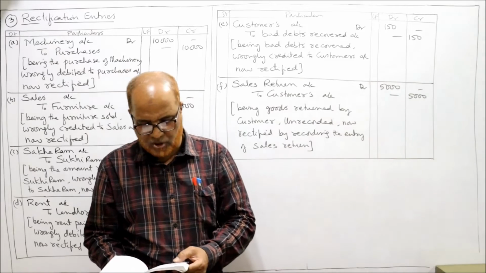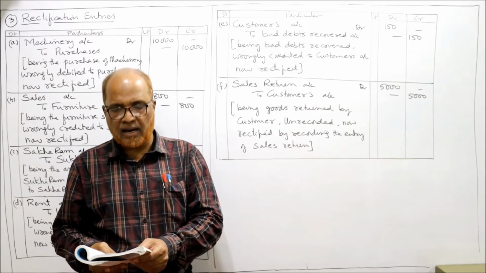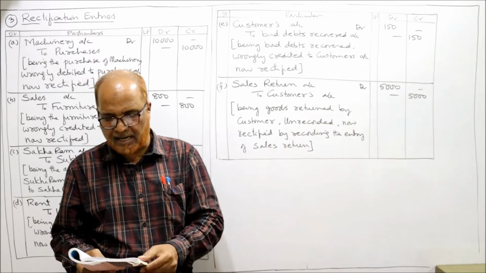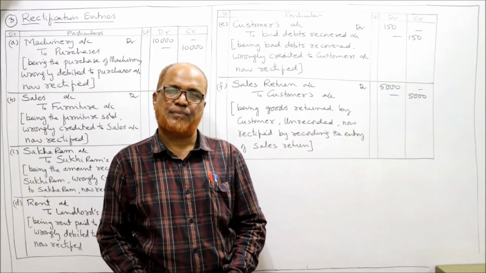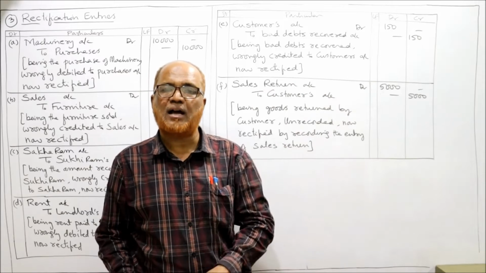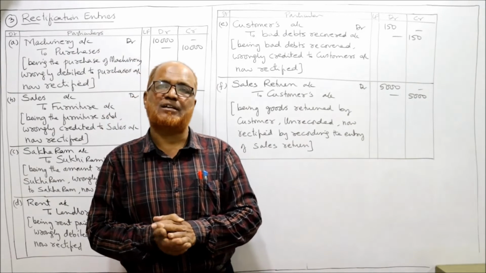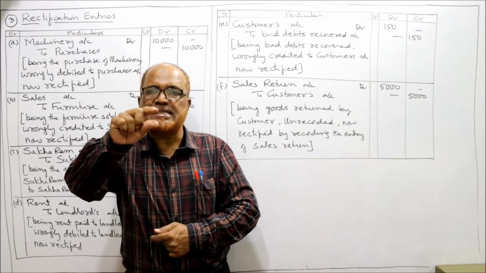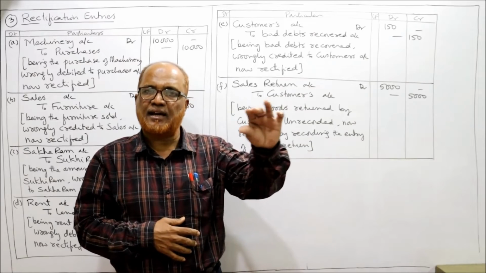Next, last one, F point. Goods worth rupees 5,000 were returned by a customer and were taken into stock, but no entry was passed. We sold some goods to a customer and the customer has returned those goods. When the customer returns the goods, it is called sales return. The correct entry is sales return account debit to customer's account.